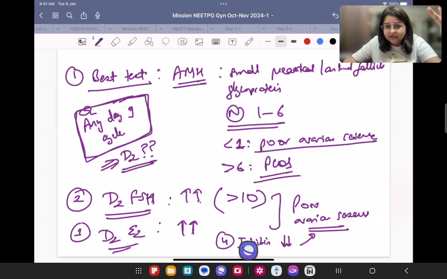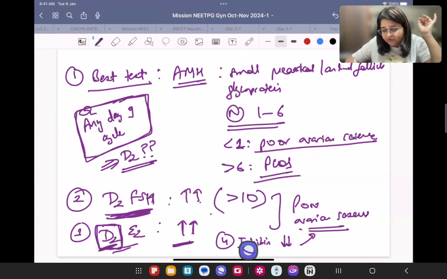But remember, this level we are specifically doing on day 2. If estrogen is high on day 2, that means more follicles have been recruited right at the beginning of the cycle because of the high FSH. And hence a high value is an indicator on day 2, remember, not on any other day. On day 2, if the value is high, and if the FSH is high, it is an indicator of poor ovarian reserve. Low inhibin values are also an indicator of poor ovarian reserve.